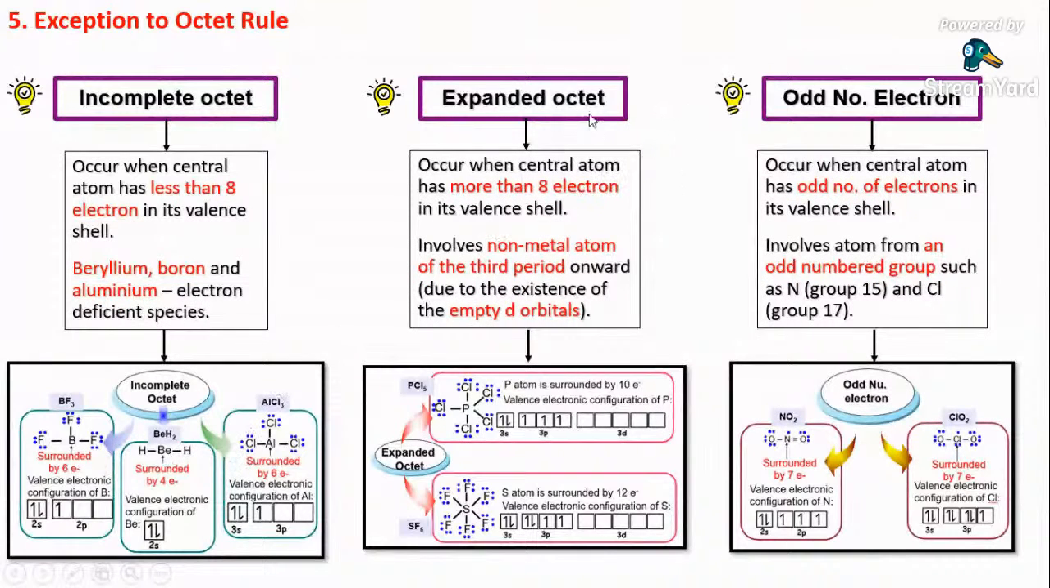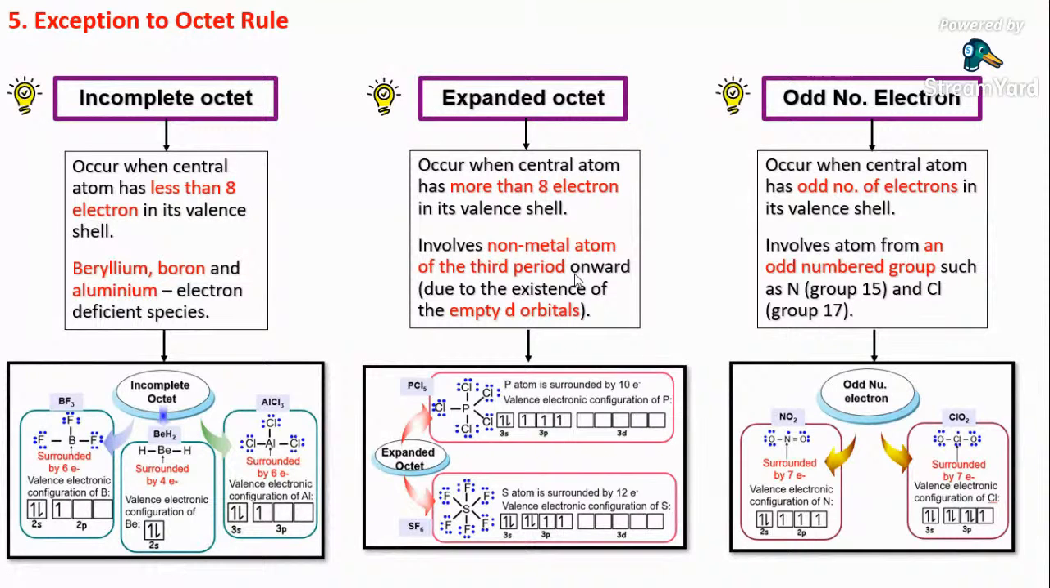Okay, next is expanded octet. When you explain the expanded octet, you must mention more than 8 electrons, and it involves non-metal atoms of the third period onwards. Okay, it is only applicable to non-metal atoms from the third period onwards, meaning 3p, 3d, 4p, 4d, and then 5p, 5d.